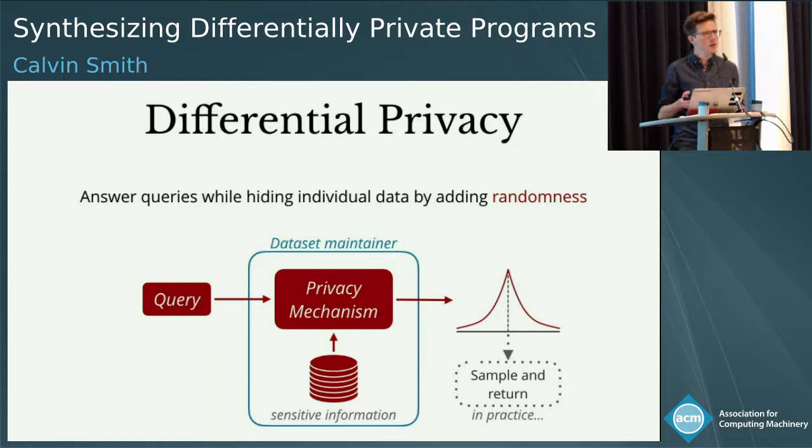For the context of this talk, though, we're going to peel it back just a layer and think about differential privacy as a mechanism by which we can take a query and produce a probabilistic program, as in one that produces a probability distribution as its output.